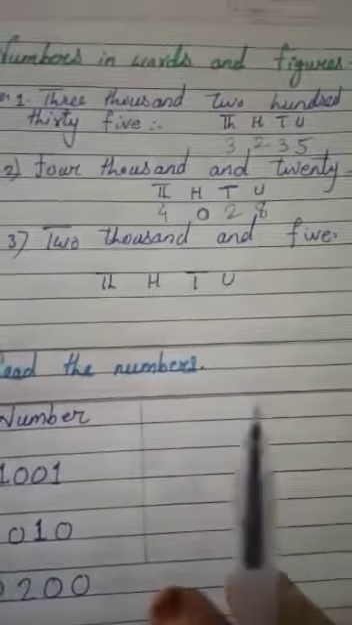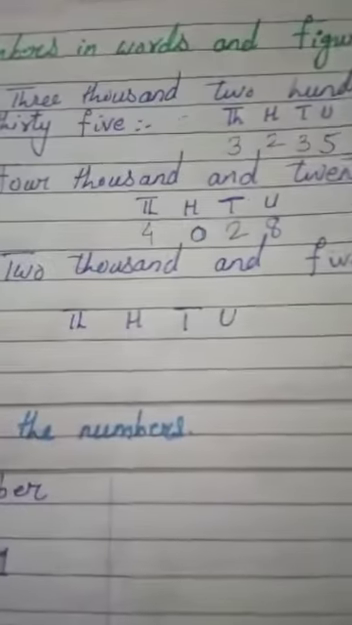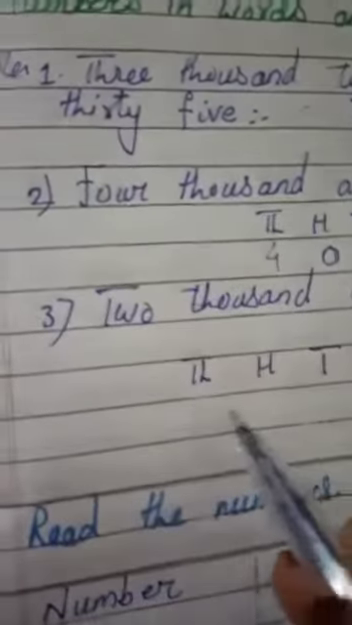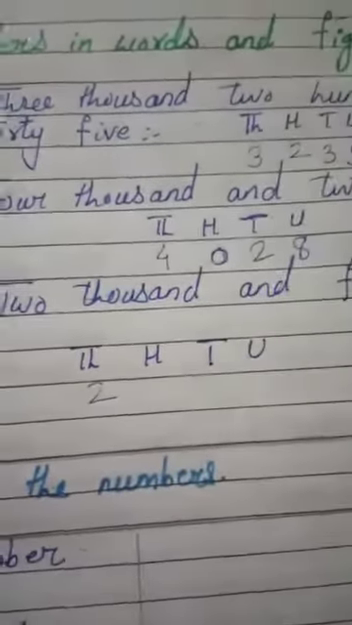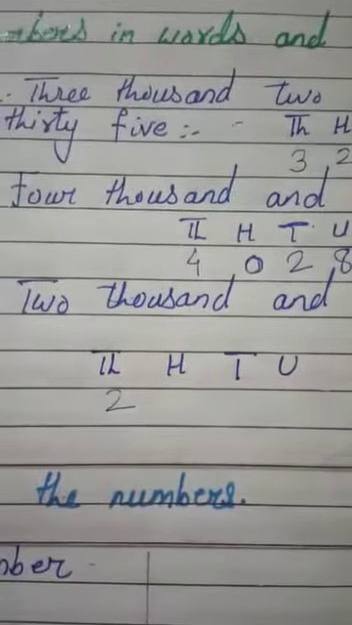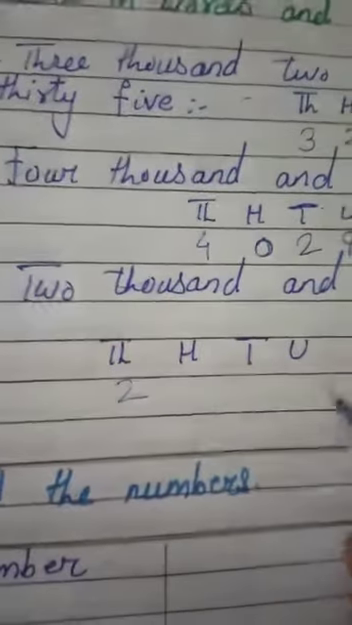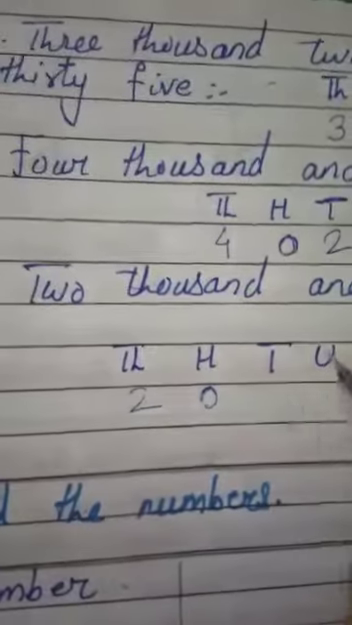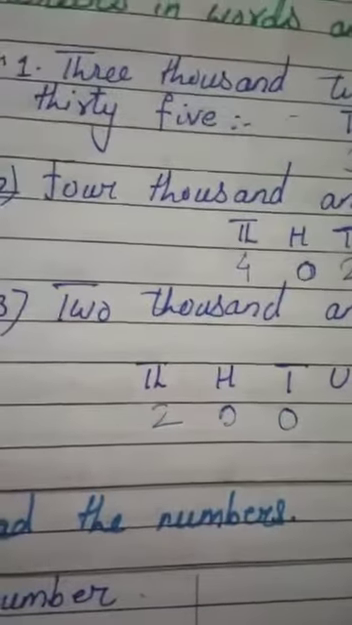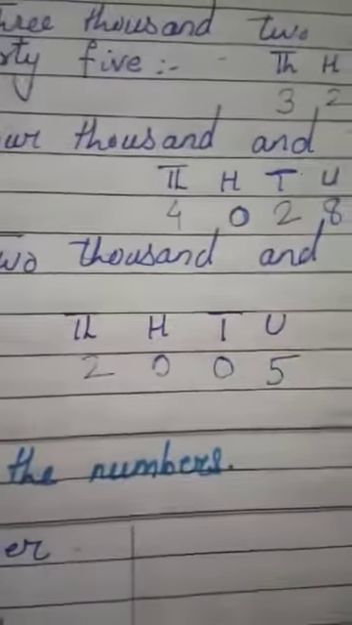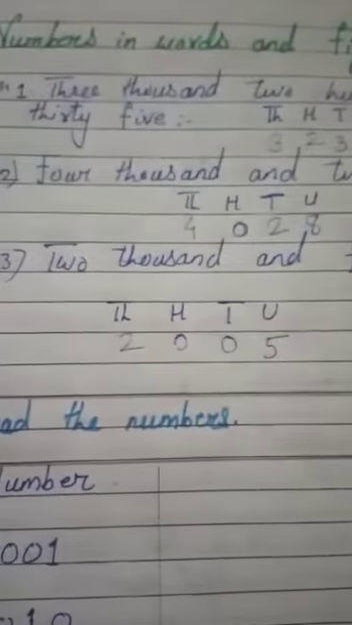Third one. How much? Sorry, 2005. In this number, write 2 in the thousand place. There are no hundreds and no tens, so we write 0 in the hundred place and 0 in the tens place as well. And we write 5 in the unit place. So 2005.